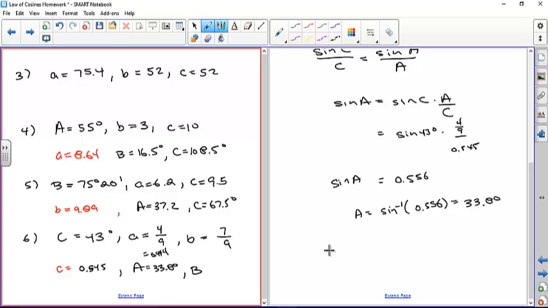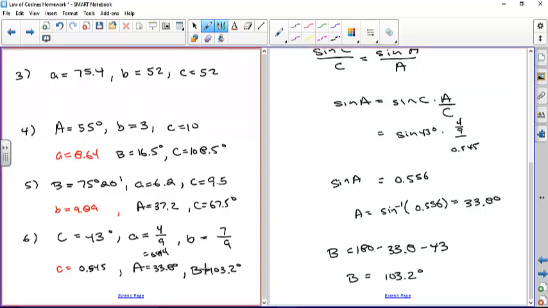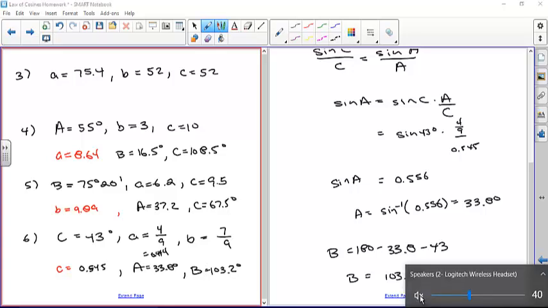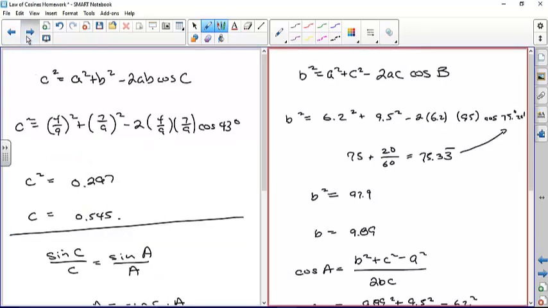And then we can calculate angle B. It's going to be 180 minus 33.8 minus 43. So we get angle B is 103.2 degrees. So that's problem number 6. Okay, moving on.